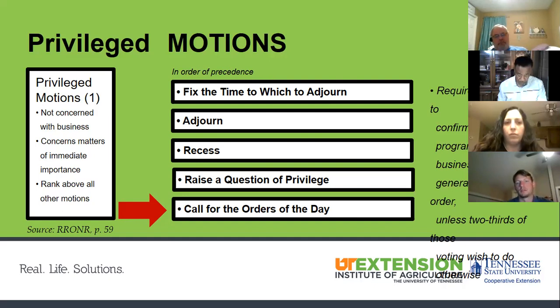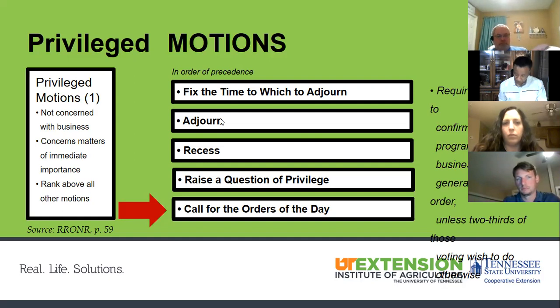And this one requires what's called a 2/3 negative vote on that. So meaning 2/3 of the people would have to vote to not follow the orders of the day and continue doing what the chairman's doing. So it gets kind of confusing on the vote of this one, but it's not one you would see real often.